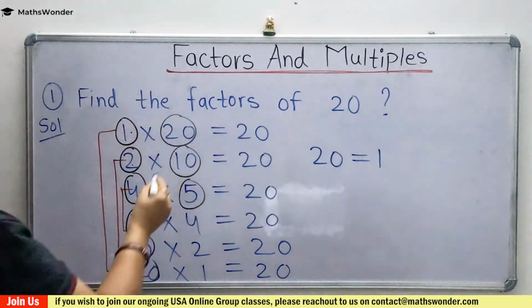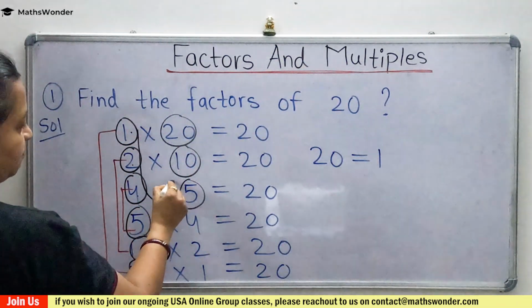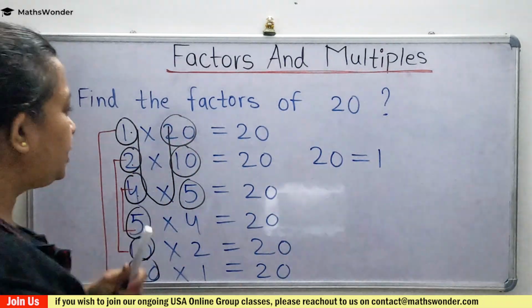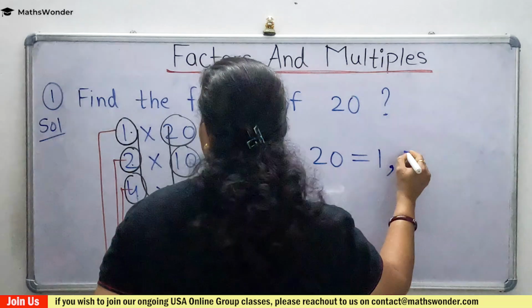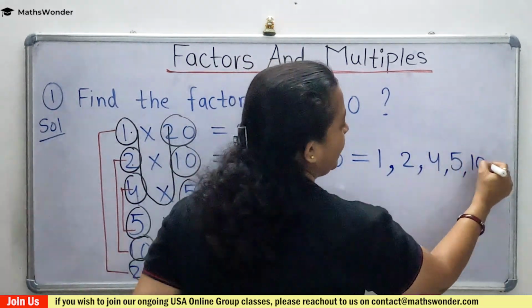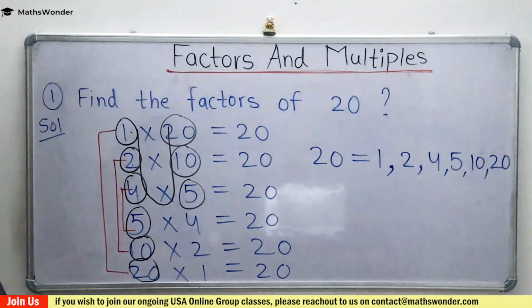You can make it a U. See? 1, 2, 4, 5, 10, 20. So both ways are correct. So 1, then 2, then 4, then 5, then 10 and then 20. These are the factors of 20. Alright? Any confusion? How you will find the factors?